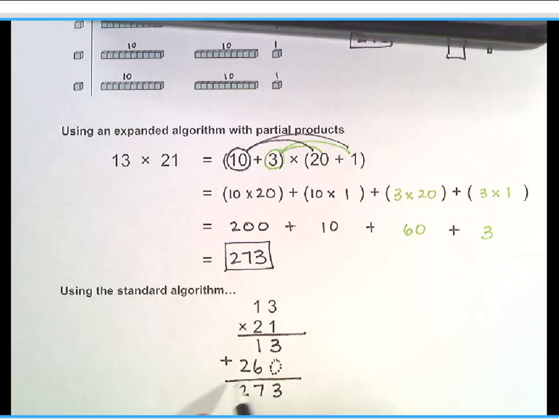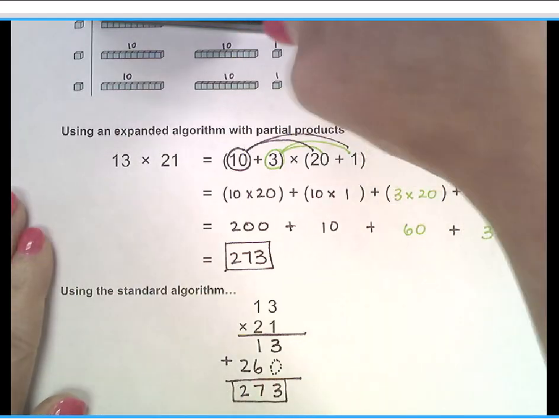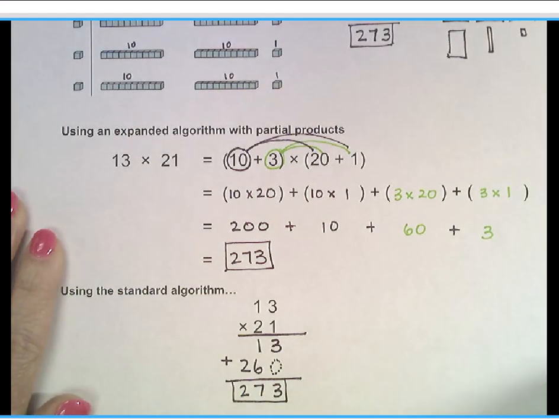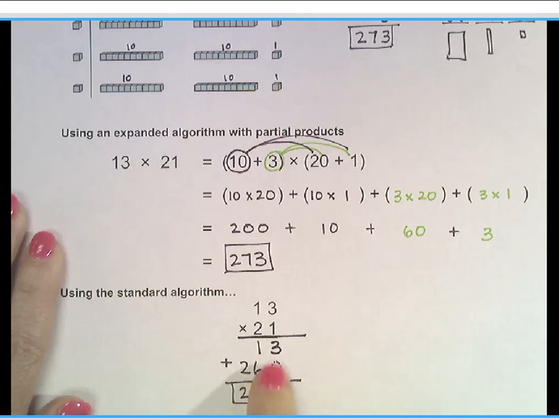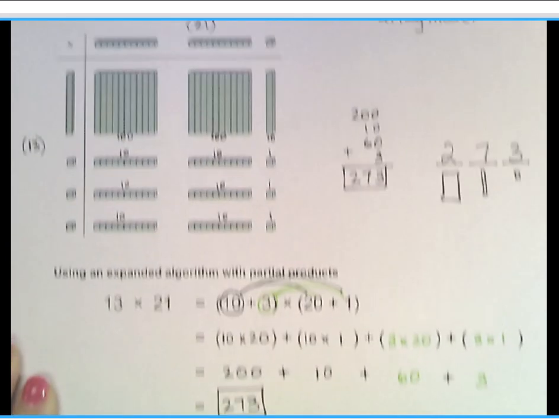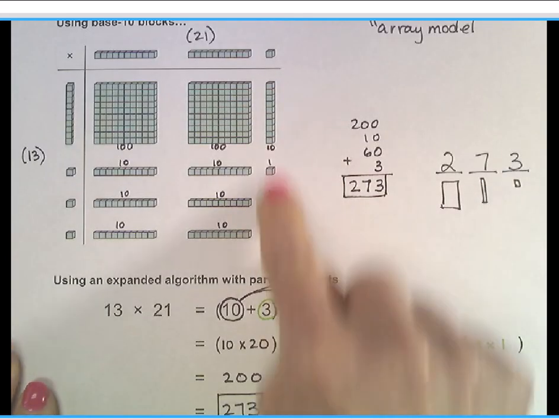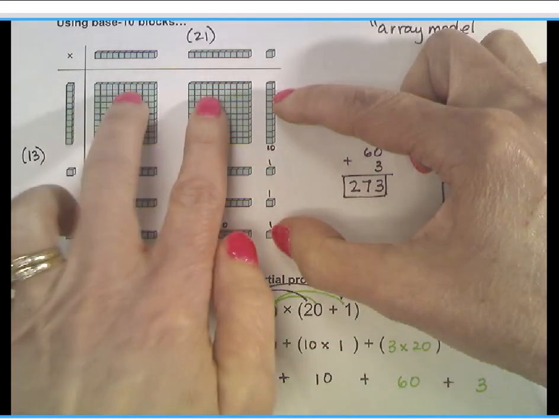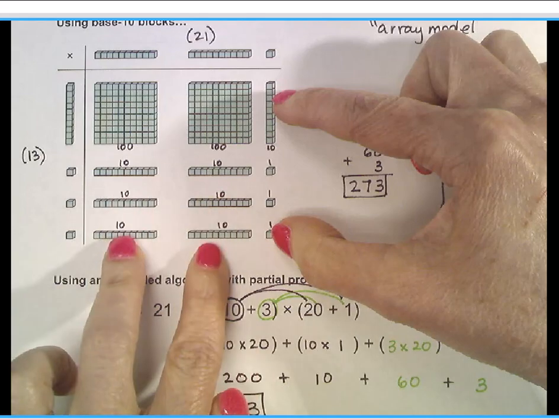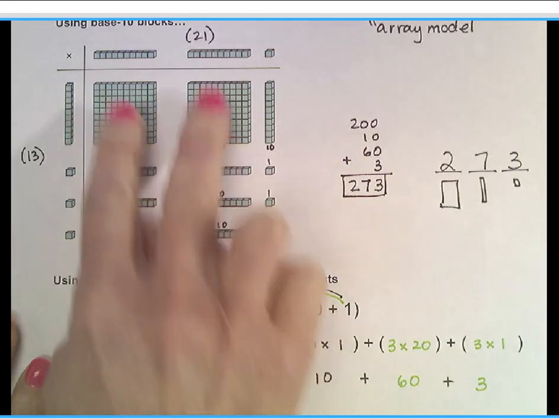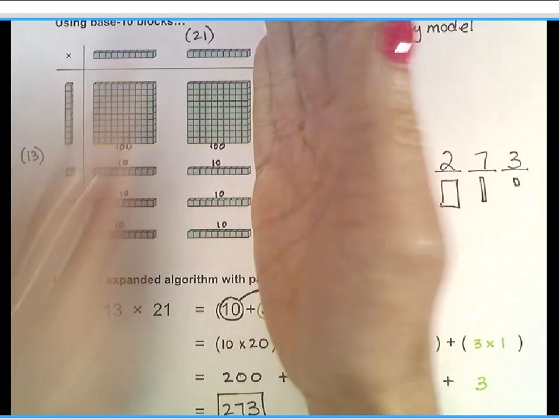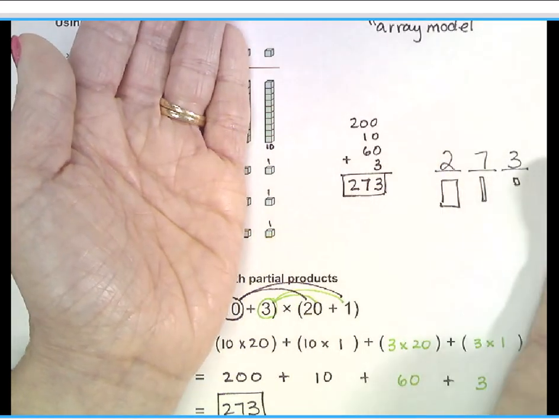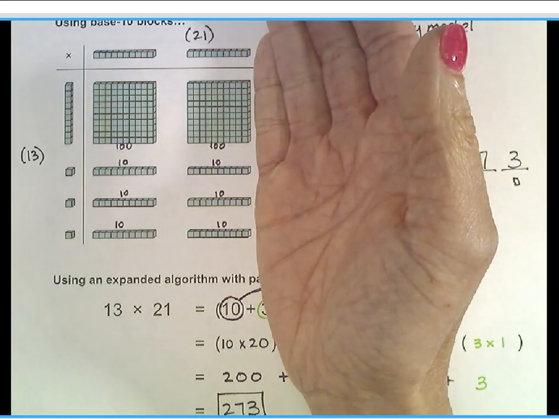So let's talk about it. Let's unpack what just happened. So we have a 13 and a 260. Let's see if we can find that on our picture. A 13 and a 260. The 13 in the picture is this right here. It's this part. And this is 260. So this algorithm kind of splits it up into 2 pieces this way. There's your 13. There's your 260.